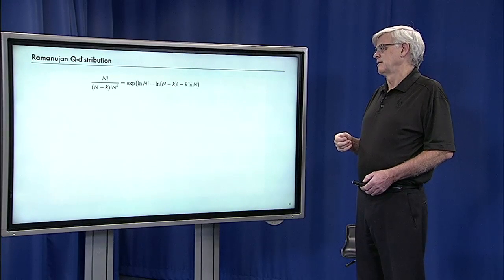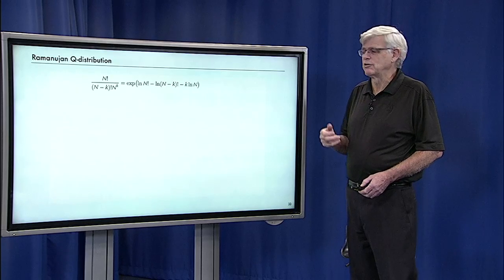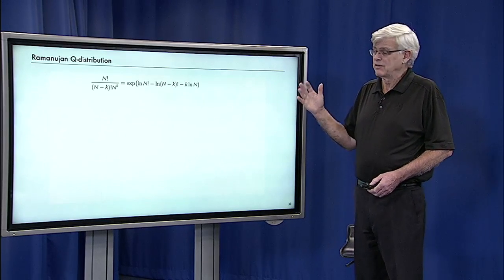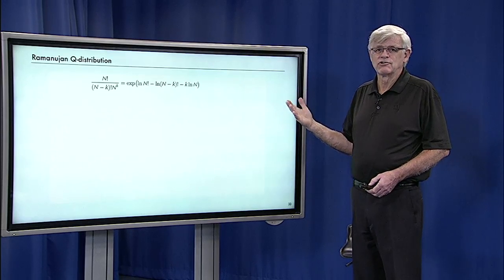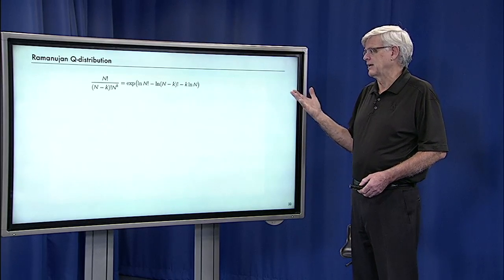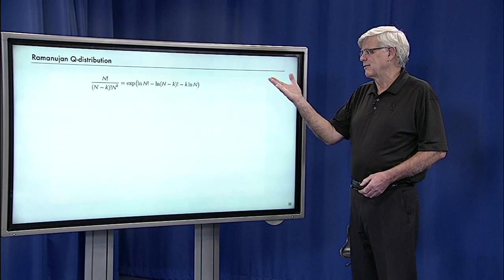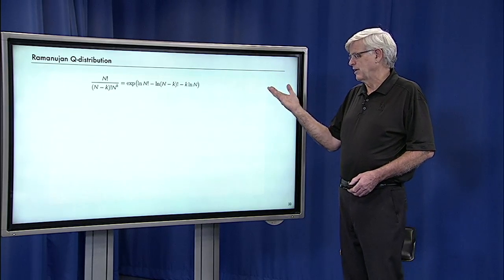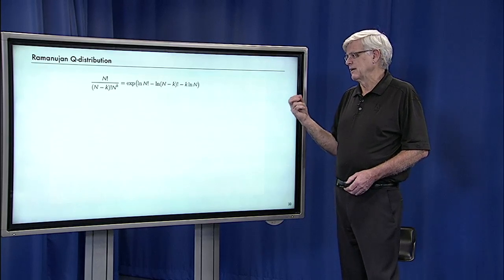Now, let's take a look first at the Ramanujan Q distribution. The calculation's a little bit simpler. It's an extension of the calculation that we did for the Catalan numbers. It's just that now we're carrying along this variable k. So first step is to use the x log x technique.